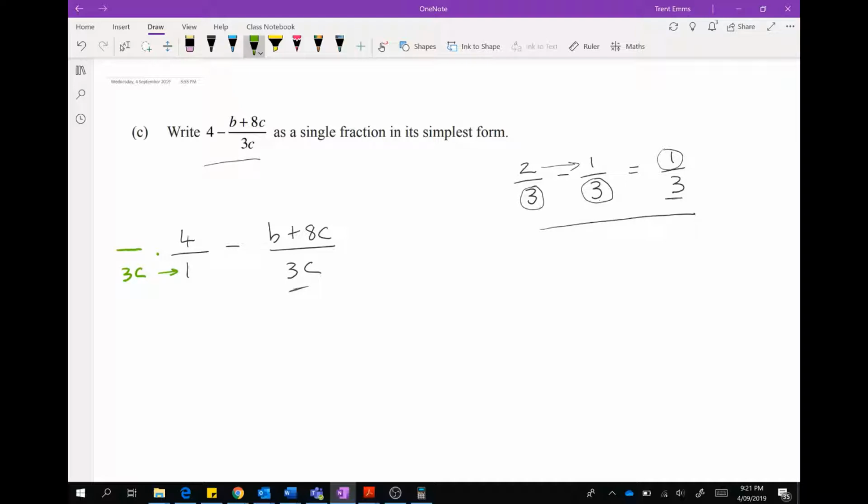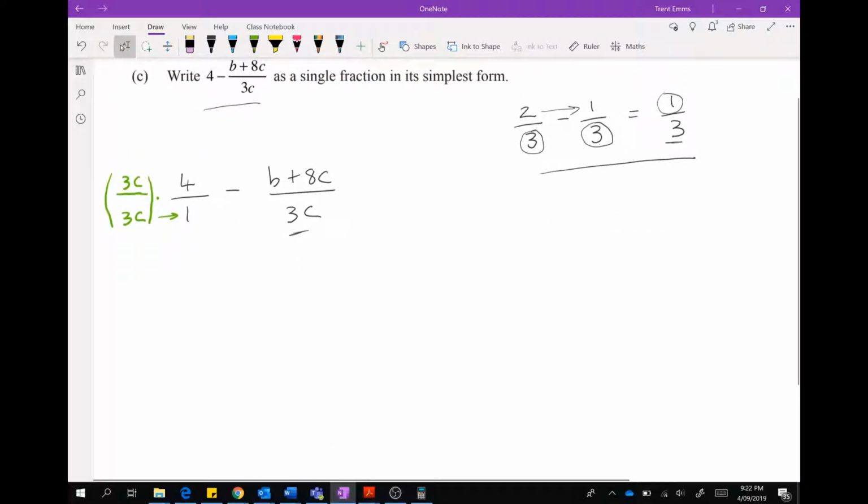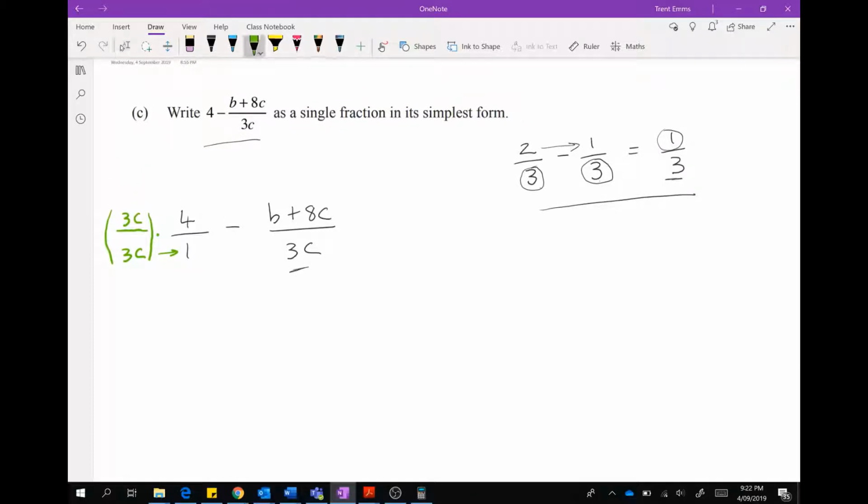So on the top I'm going to have 3c also, and the reason for this is because 3c divided by 3c is just 1. Anything divided by itself is 1. So if this 3c over 3c is just 1 and I'm multiplying it to 4, then I still have 4. It's just a different way of looking at it, but it's going to be more useful to us. So let's start going through it.